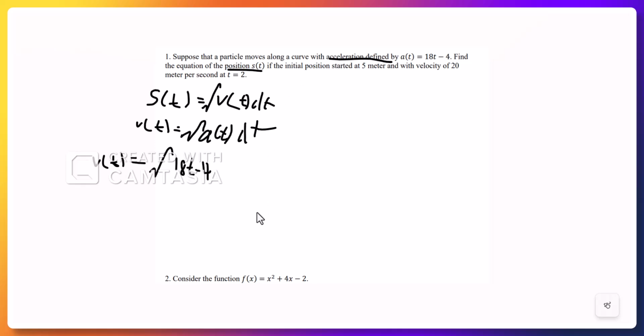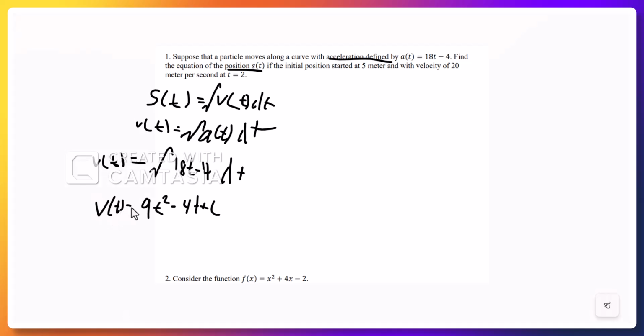And we're going to anti-derive this. So we are going to do t squared, and the t is going to have to drop down. So this is going to be 9t squared, because if you derive this, it'll be 18t, but we're doing the opposite. And this will be minus 4t plus c from the dt. So this is the function for v of t.